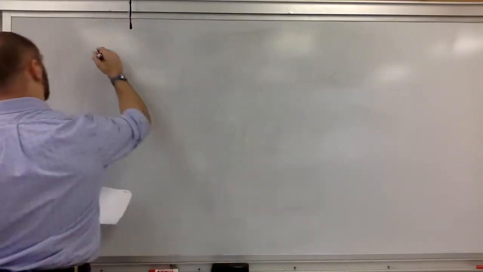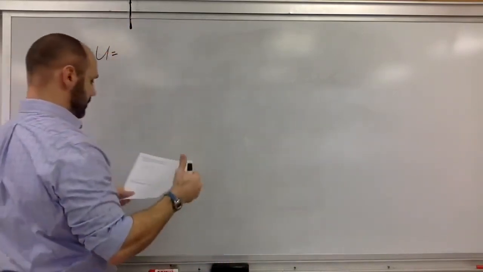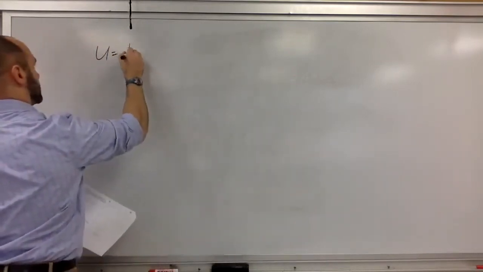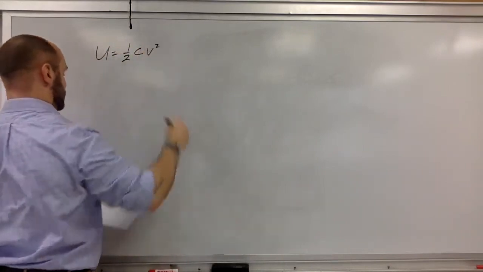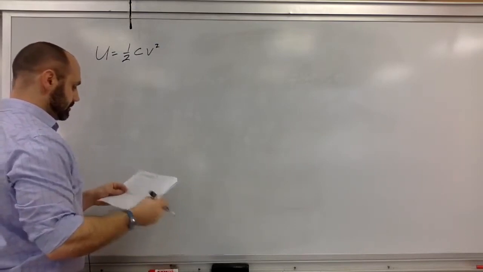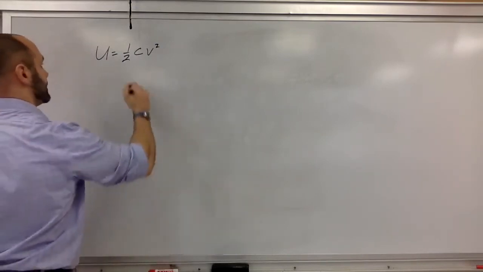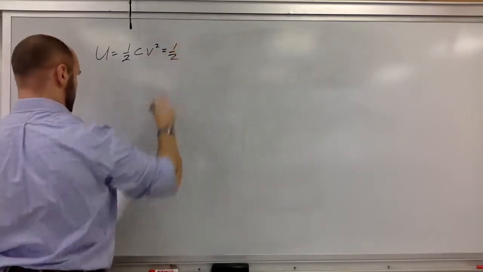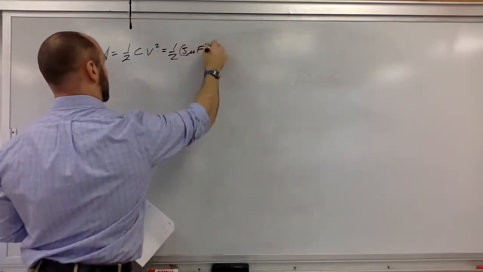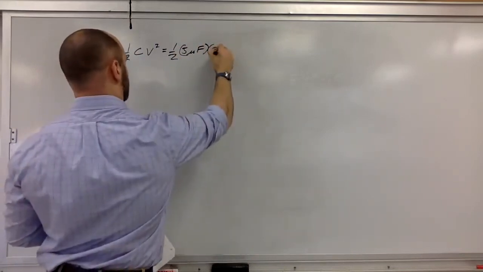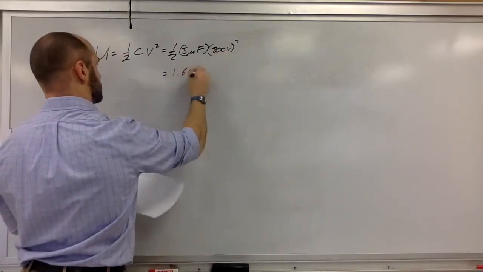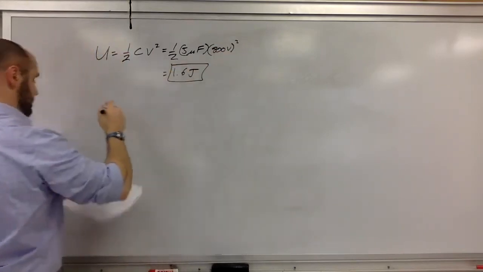And so my formula, what do I know? I know capacitance and I know voltage. So I can put this in terms of the capacitance and voltage, then I'm good. So it's 1/2 CV squared, right? And so I just plug in my numbers here. So C is 5 microfarads, and the voltage is 800 volts. Square that. I think you get 1.6 joules. Right? That's how much is lost.